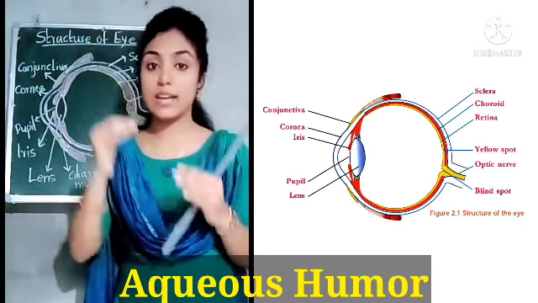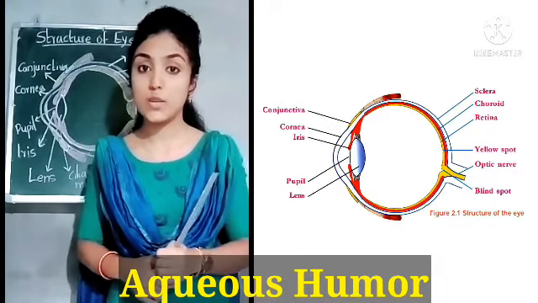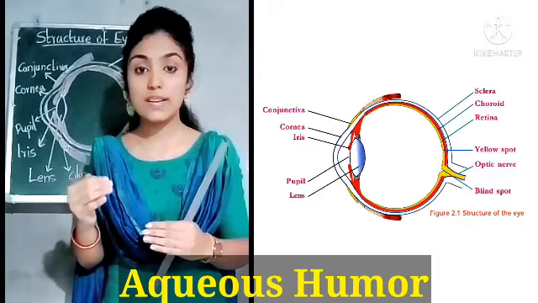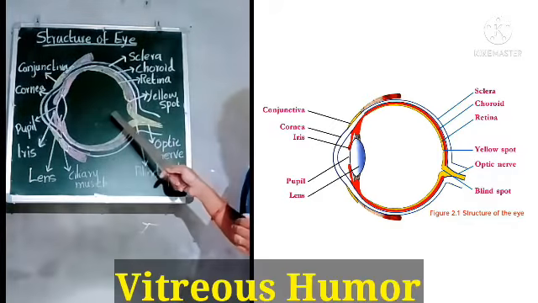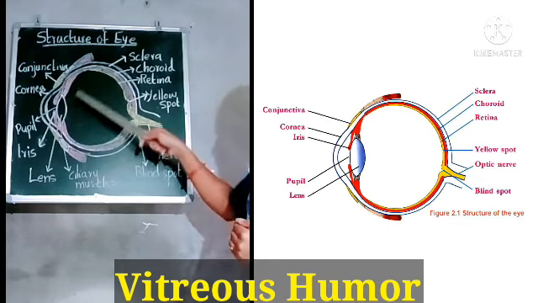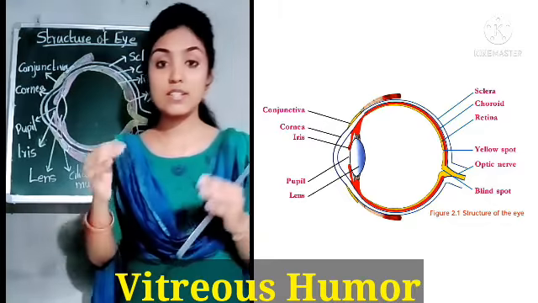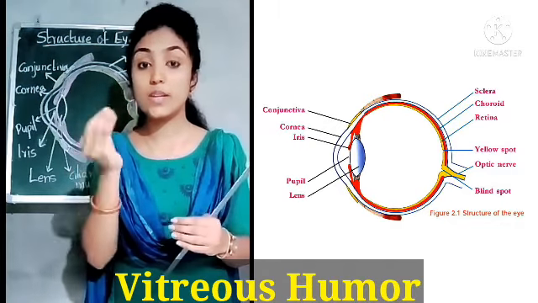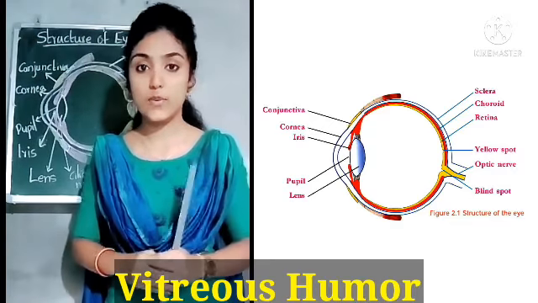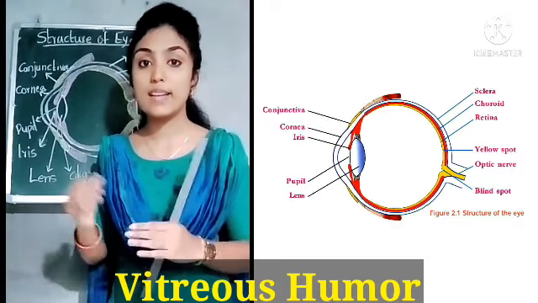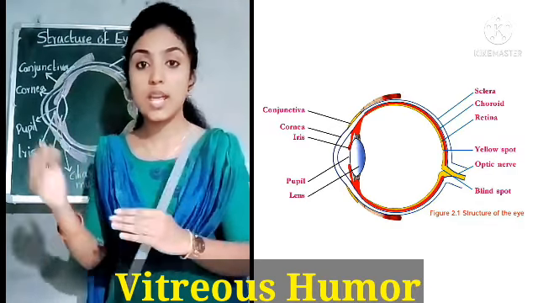It is a water-like fluid which is formed from blood. And then what is the function of this aqueous humor? It provides oxygen and nourishment to the tissues of eye. Then the second fluid, that is vitreous humor. It is seen in this region between lens and retina. Then what is the function of vitreous humor? It is a jelly-like fluid. Actually, aqueous humor is a water-like fluid, but vitreous humor is a jelly-like fluid which gives shape to the eye, or it maintains the shape of the eye.